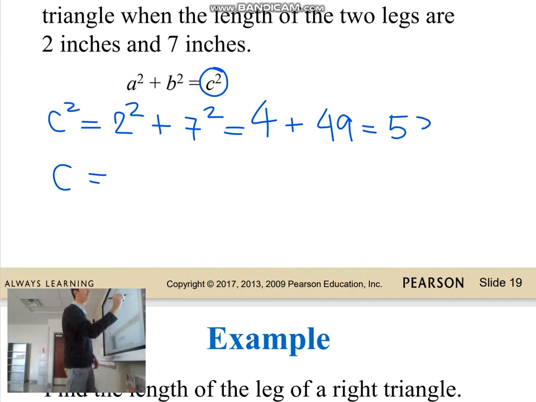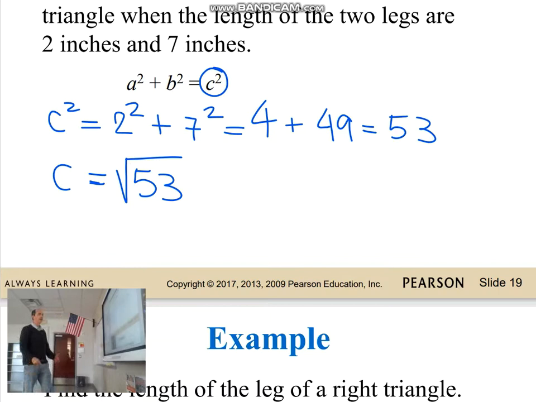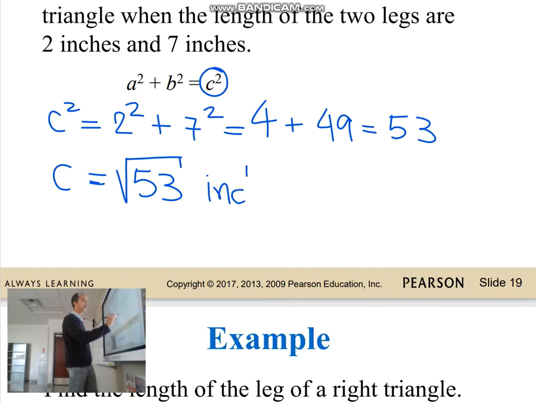The answer for this is going to be, apply the square root, right? The square root of 53 is the length of the hypotenuse, and we can also add the units. Square root of 53 inches.